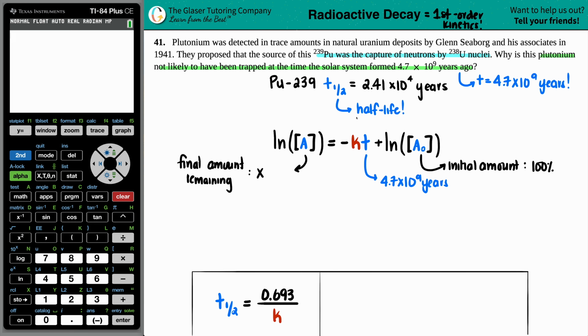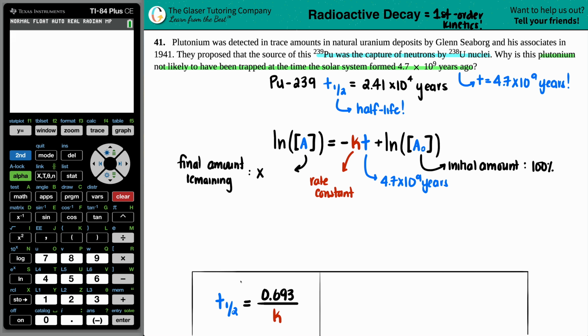Now, the only other piece of the puzzle here is I need to find out that K value. And the K value is the rate constant. But in the question, they didn't tell me what the rate constant of plutonium was. Keep in mind, we don't care about the uranium because that's not the radioactive substance that we're talking about here. They keep asking, why is this plutonium not likely to be abstracted? So all of your values and your substances here can only be for plutonium. But they didn't give me a rate constant for plutonium.